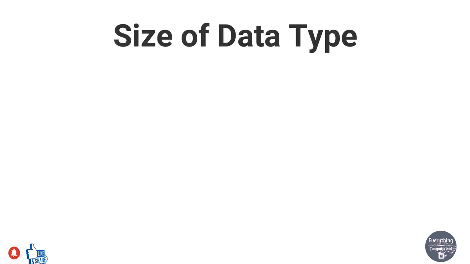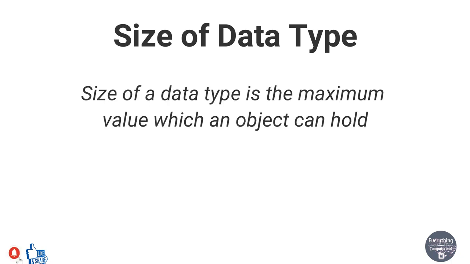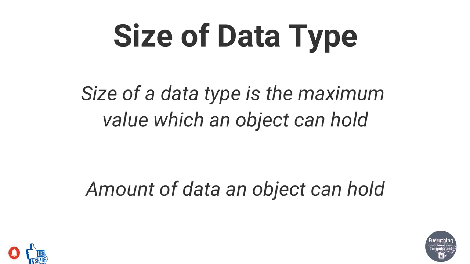Now let's understand the concept of size. So the size of a data type or an object is the maximum value which it can hold. Different data types have different sizes depending upon how we are using it. If we want to store large values in a column, we specify a larger size to it, and if we want to store small values in a column, then we declare a smaller size to it. So basically, size determines the amount of data an object or a field can handle.